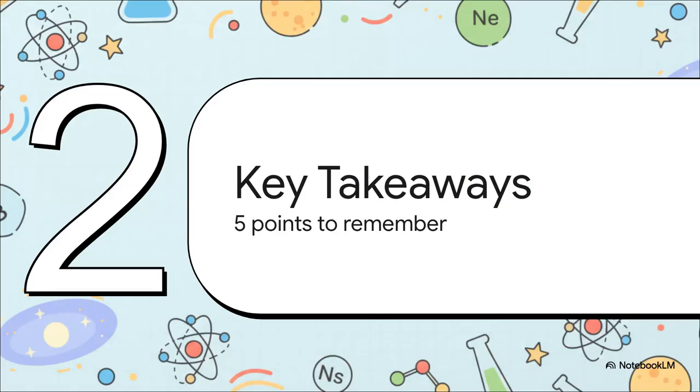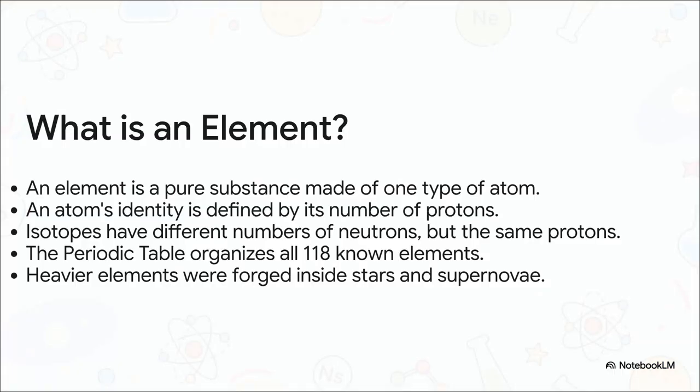Wow, okay, we have journeyed from the tiniest particles all the way to exploding stars, so let's bring it all home and boil it down to the 5 key things you should remember. All right, number 1, an element is a pure substance, made of just one kind of atom. Number 2, an atom's true identity is decided only by how many protons it has. Number 3, isotopes are just different flavors of an element with more or fewer neutrons. 4, the periodic table is our amazing cheat sheet that organizes all the elements by that proton count. And finally, number 5, remember that all the building blocks of our world and of us were forged inside stars.